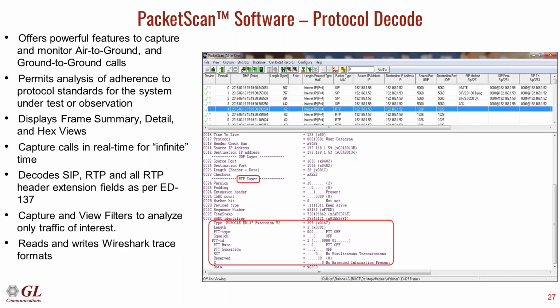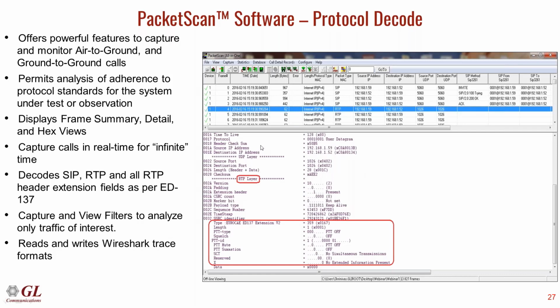So basically, Packet Scan can be used to capture and monitor air to ground and ground to ground calls in the ATM network. As you can see here, we are displaying the captured frames. We provide the frame summary view wherein all the frames are listed along with the frame details like what are the protocols, IP address, port numbers, and message details. So it helps in easy analysis of the messages received.